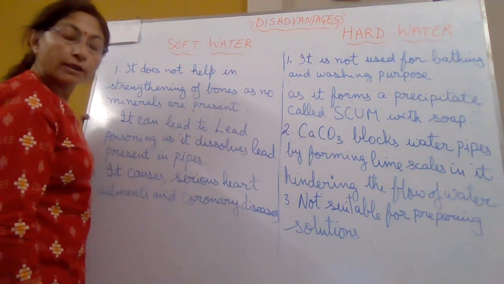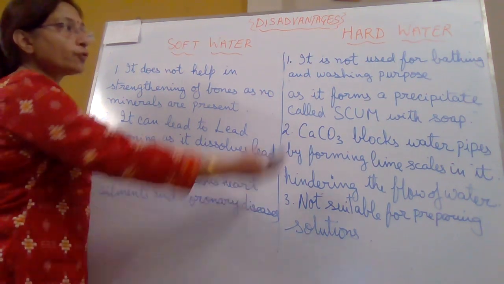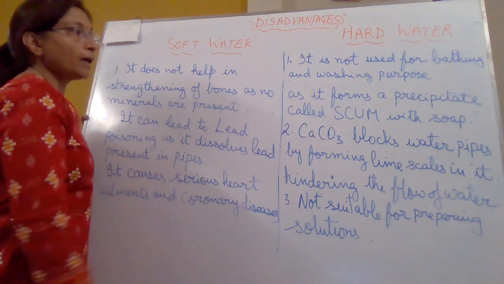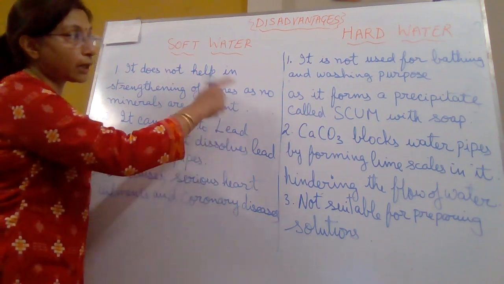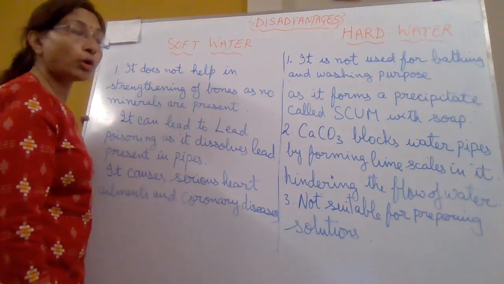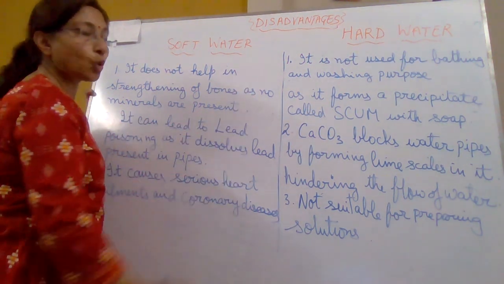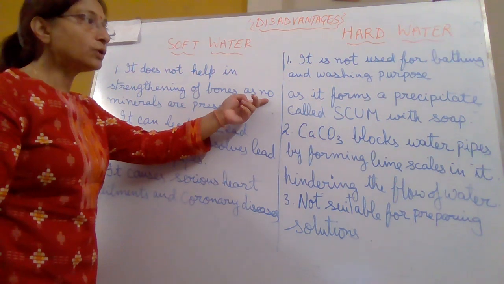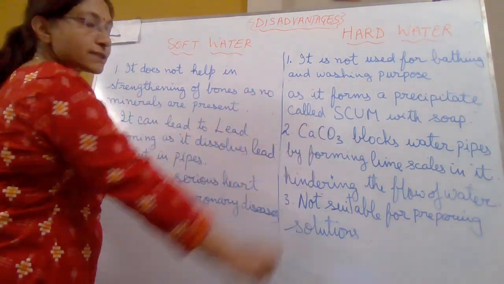Number one, the hard water, since it does not form lather with the soap, is therefore not used for the washing or the bathing purpose. Now, what is the outcome if the hard water is used despite the knowledge of it not being preferable for the washing and bathing purpose? If the soap is used with the hard water, then this soap reacts with the water and forms a white precipitate which we call scum.